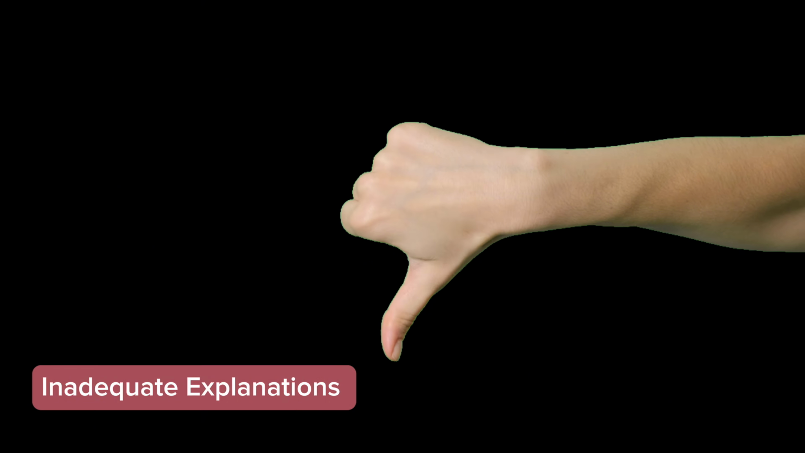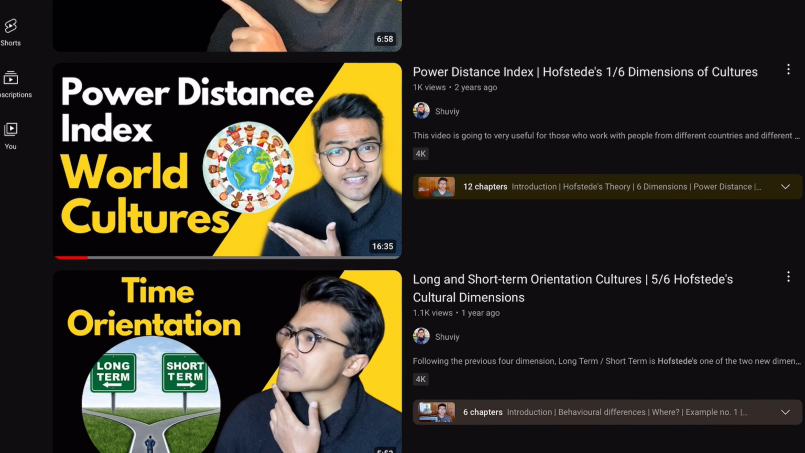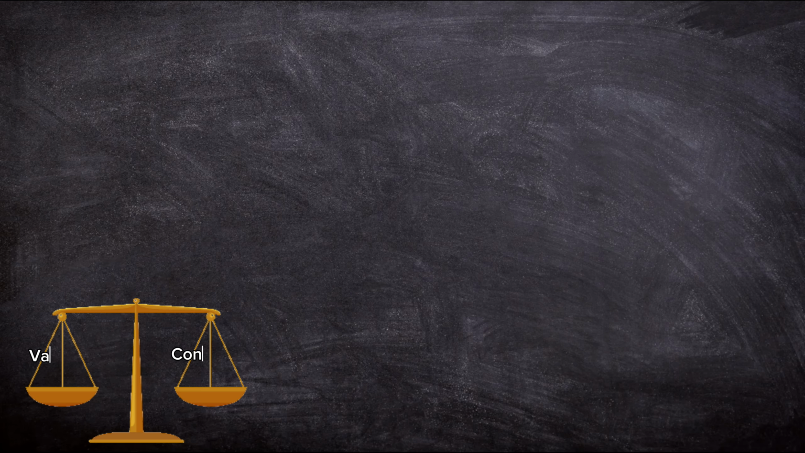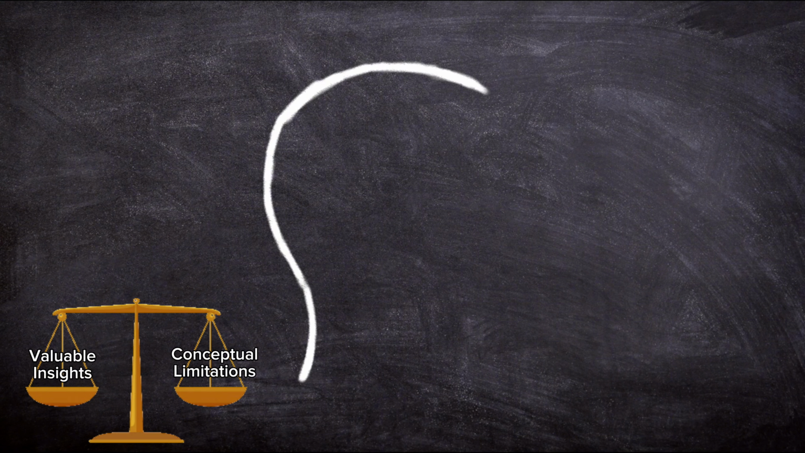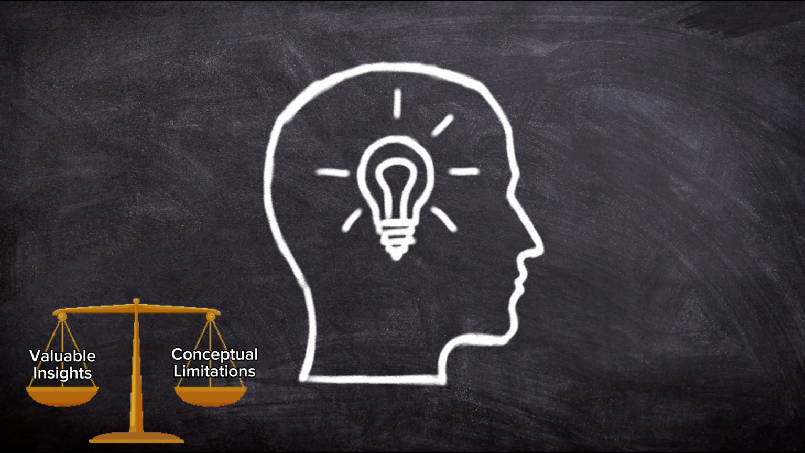So, while Hofstede's six cultural dimensions theory provides a valuable framework for understanding cultural differences, it's essential to recognize its conceptual limitations. By understanding these challenges, we can apply the theory more critically and use it alongside other frameworks to capture the full complexity of cultural dynamics in our interconnected world.